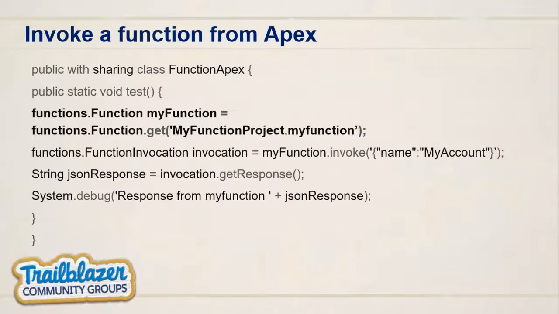Next we are going to invoke. For function invocation, we use the same object name dot invoke. Here I'm passing a parameter as name and my account. Like I pass the parameter, you can pass the JSON file or you can directly pass the input parameter from here. As we all know, we can get the responses from the get response method.